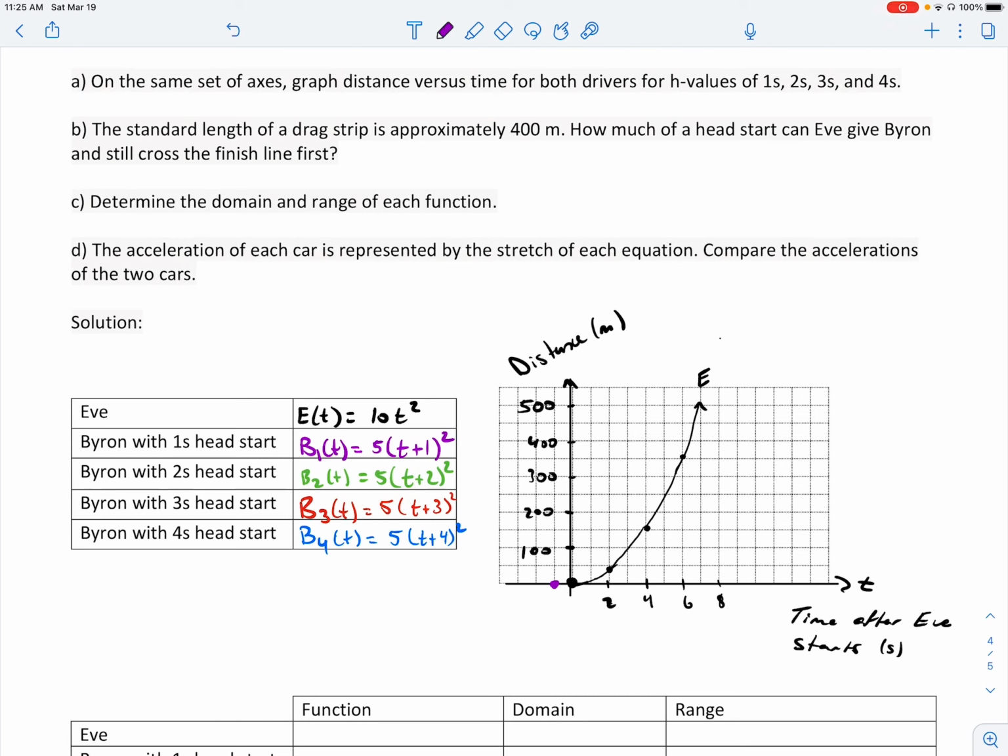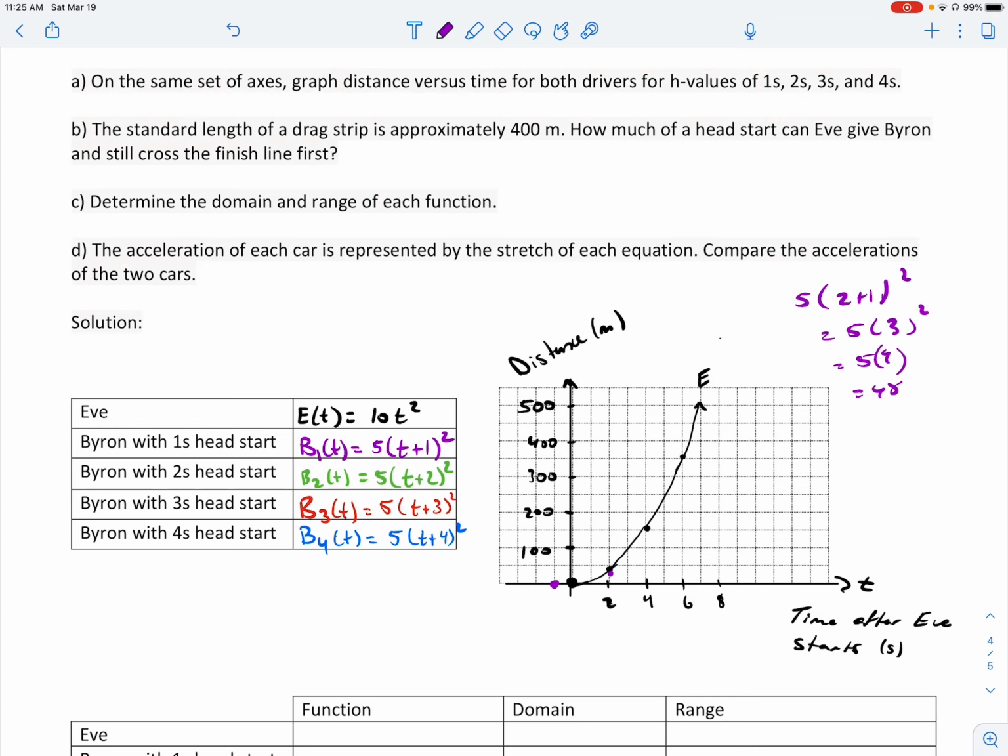Okay. Now, I'd like to get another point at t equal to 2. So I'm going to put 2 in here. So I'm going to have 5 times 2 plus 1 squared. That's 5 times 3 squared. 5 times 9, 45. So that point's going to be a little bit below Eve's time, because we had 40 for that point.